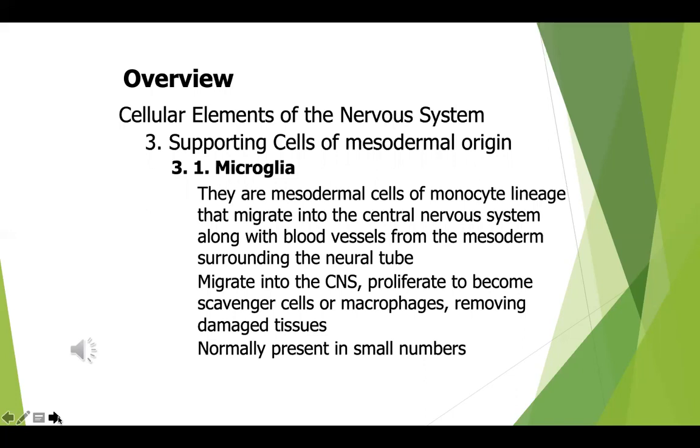They proliferate to become scavenger cells, or what we call specialized macrophages, removing damaged tissues. So they proliferate again in times of injury to the CNS. And normally, in relaxed or physiologic states, these cells are usually in small numbers.